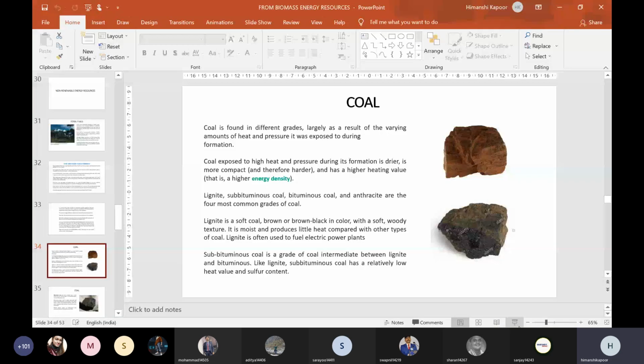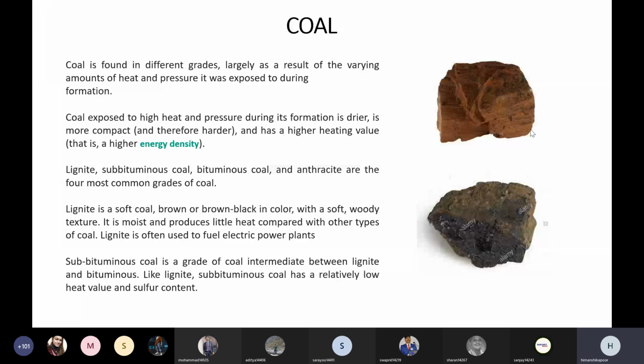So this is a lignite coal. And then we have subbituminous coal. It is a grade of coal which is between lignite and bituminous coal. It has lower energy density and a lower sulfur content.